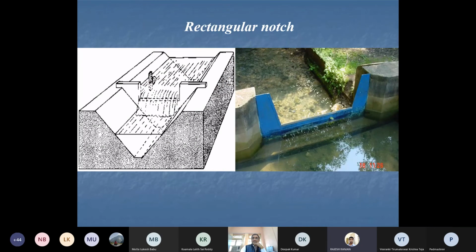And this is the simple idea of a trapezoidal notch, that is rectangular. Rectangular I am writing, but it's a little bit trapezoidal. It has a slope from the vertical. So if it is vertical, it is simply a rectangular notch, right?